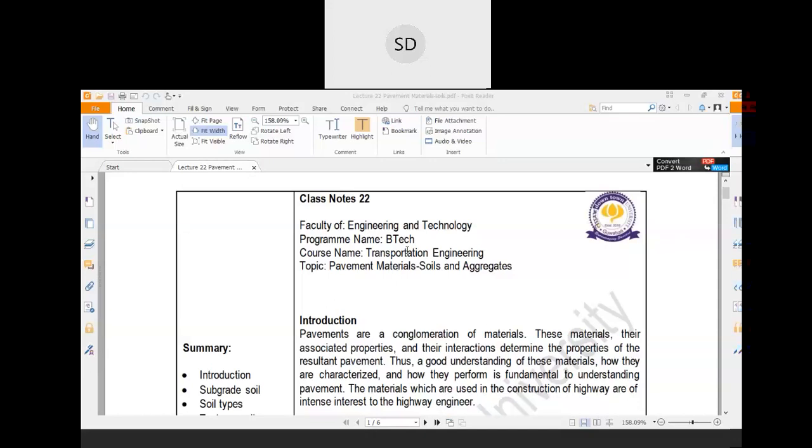So in today's class, we'll discuss the pavement materials, and there are different types of pavement materials like soils, aggregates, bitumen, or cement, etc. Among these different pavement materials, each has different tests associated with it, and why are these tests required? Basically, these tests are required to find out the characteristics of the material to know whether they are suitable for the construction or not.